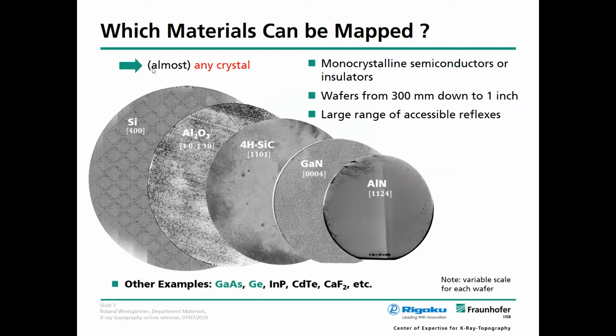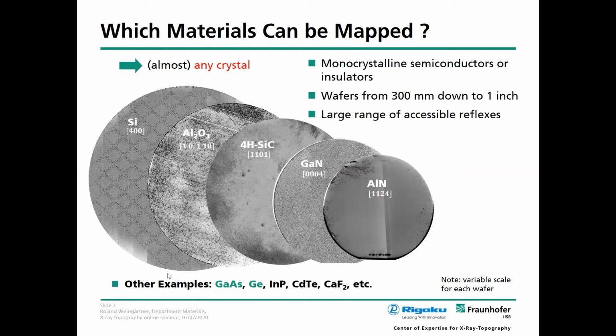What this "almost" depends on, of course, is the accessibility of reflexes of a diffraction plane. And this depends also, for instance, on the goniometer of your equipment. Here in the XRTmicron, as already Taka mentioned, we have a very large range in the goniometer arms, in the source and detector range, so that we can have reflection and transmission measurement, and therefore a lot of reflexes are accessible. So we can measure wafers from 300 millimeter down to 1 inch or even less.